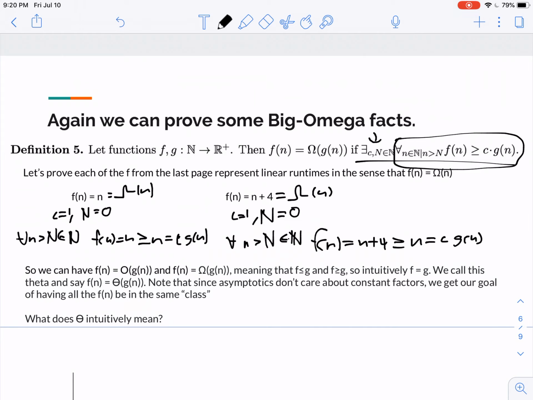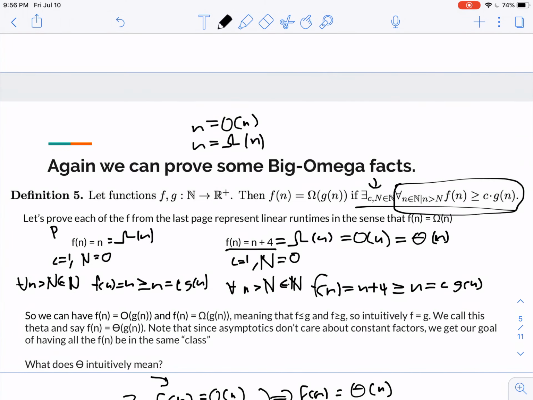And so now, if you notice, what we proved is that n is both big O of n and big omega of n. So we basically proved that n is less than or equal to linear, and also that n is greater than or equal to linear. Especially if we think of f as the runtime of some program P, we've basically proven that P runs in linear time. So we might want some asymptotic notation to be able to capture that, which is what we're going to present now.